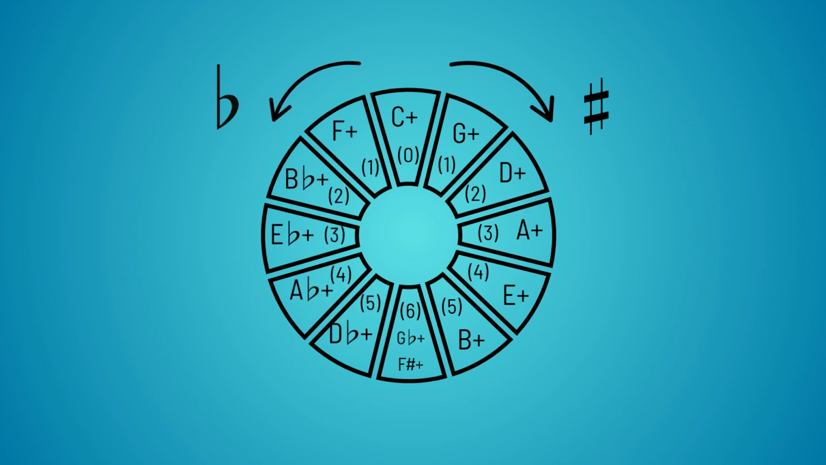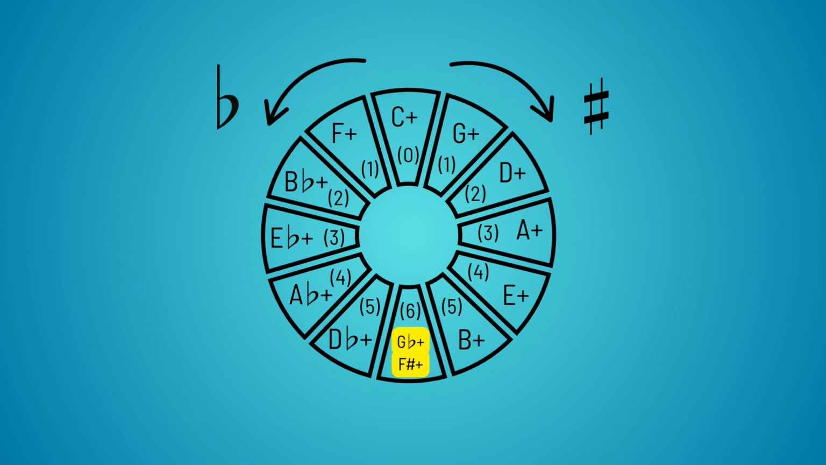When we move counterclockwise, each new key adds one flat. C major has no flats. F major has one flat. B flat major has two. E flat major has three. A flat major has four. D flat major has five. And G flat major has six flats. We can think of each counterclockwise movement as going down by a perfect fifth, or up by a perfect fourth.